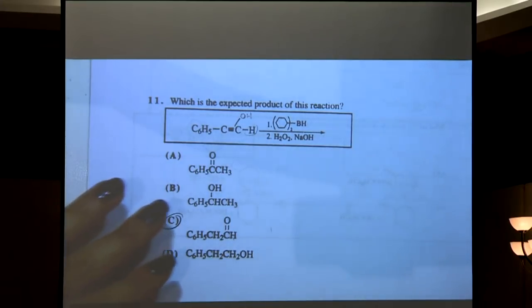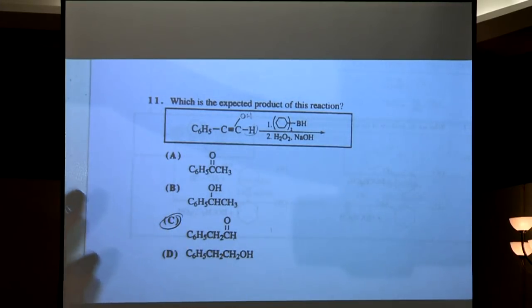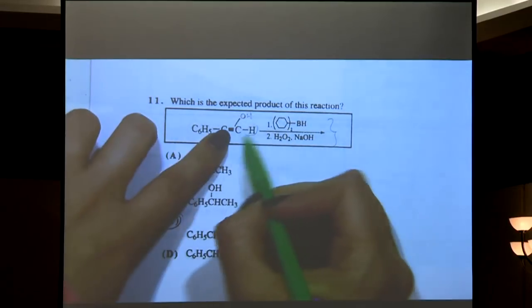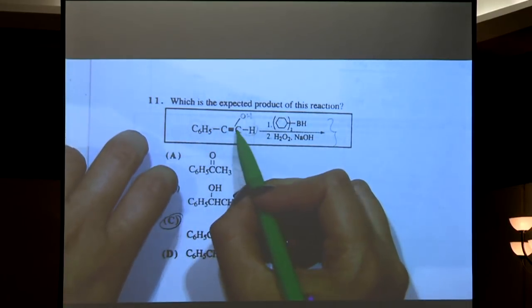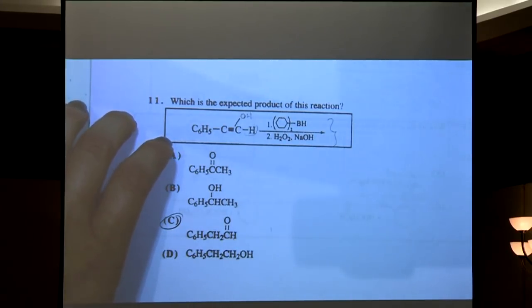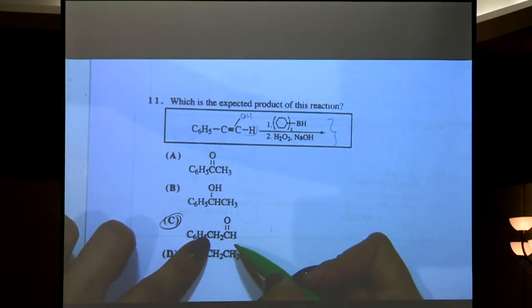Can I move on to the other question? Yeah. Yes. So this is hydroboration oxidation. OH is going to go to the less substituted side. When we add that OH, we're going to tautomerize it to form the keto form, which is more stable than enol. So when we do that, we get the aldehyde. Yep.